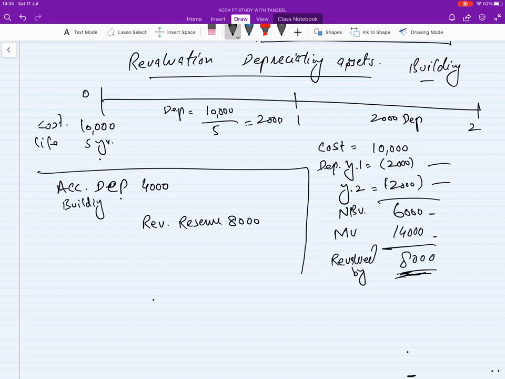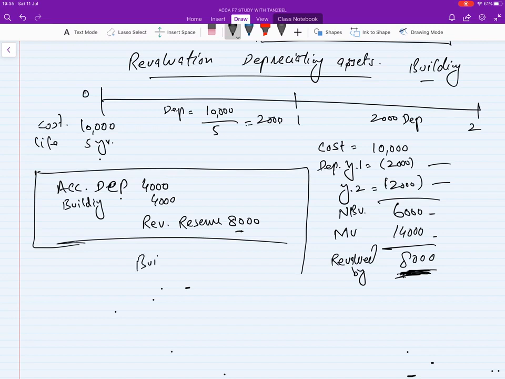So debit building, because it was being revalued, so that is why we are debiting the building. So this will be your double entry. It means first reverse all the depreciation you have. Second, the market value revalued by 8,000, this is your reserve, so 8,000 reserve. And then you debit the building for this. It means 4,000 will go to the building.